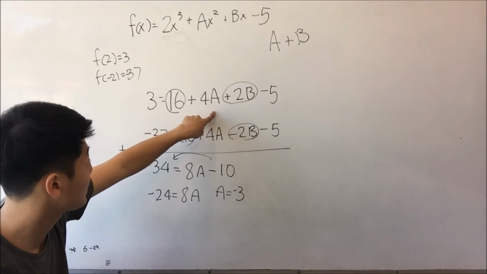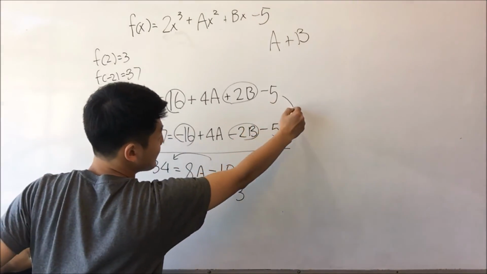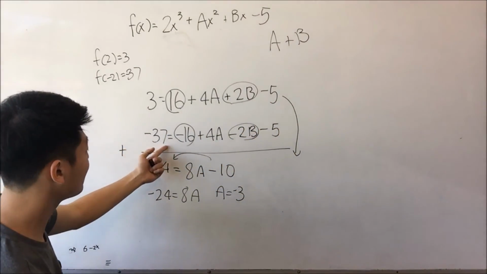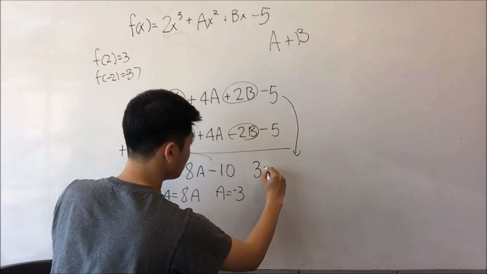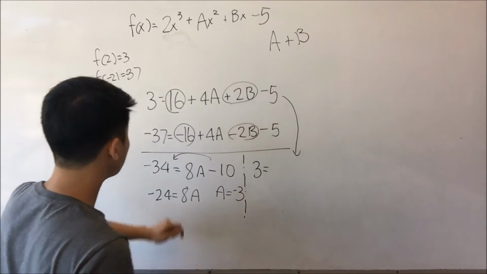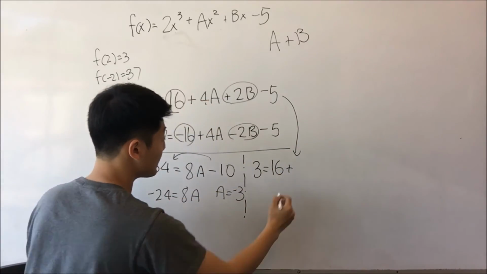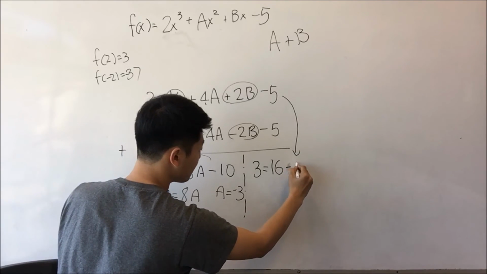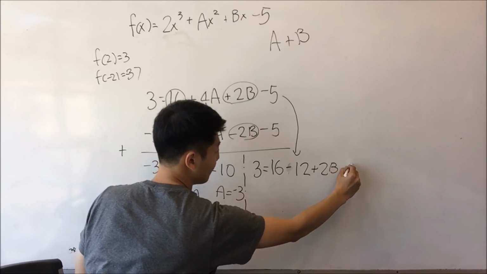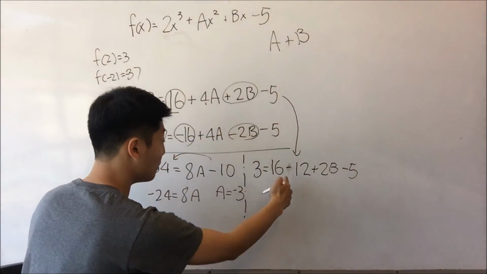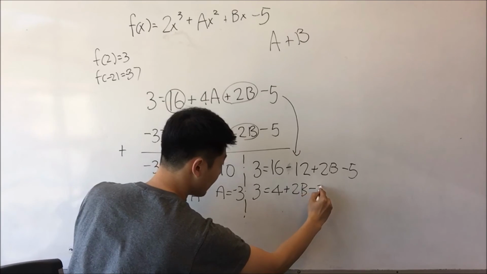Now, the second step is solving for b. So let's solve for b. Let's use the first equation because it has a smaller number. Because with negative 37, oh no. So, by plugging in negative 3, it will become 3 equals 16 plus negative 3 times 4, which is negative 12, plus 2b, minus 5. Now we're solving for b. So 3 equals 4 plus 2b minus 5.